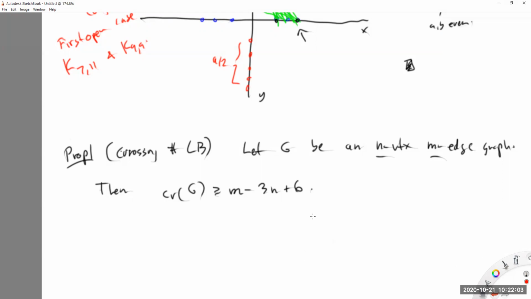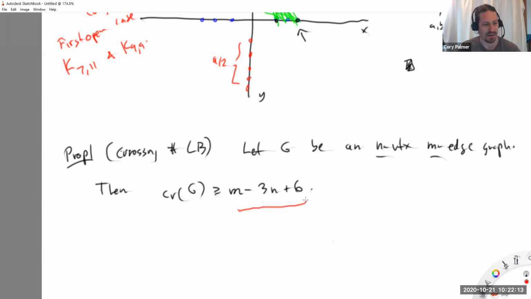3n minus 6 was our bound from before, for planarity. Yeah, 3n minus 6, right? It makes sense, right? What this is saying is that the crossing number is bounded below by the difference between the number of edges and the most edges you could have in a planar graph, which is a reasonable bound, right? For each edge you go above the most you can have in a planar graph, you're getting at least one more crossing. Which is reasonable. In fact, that statement almost sounds like the proof. It almost is.